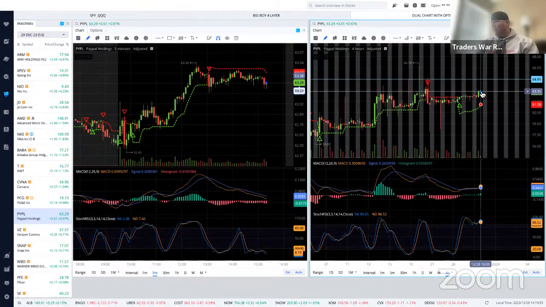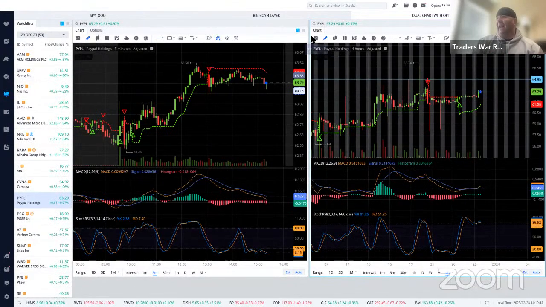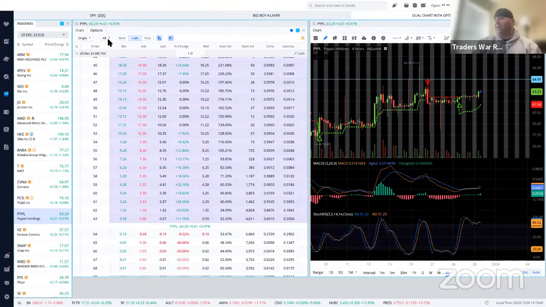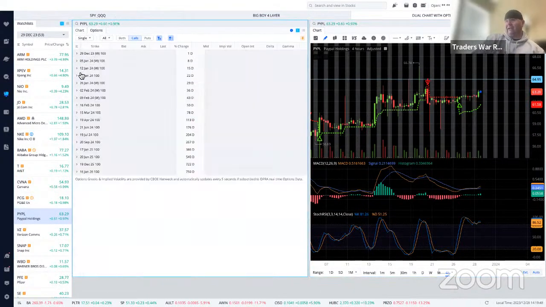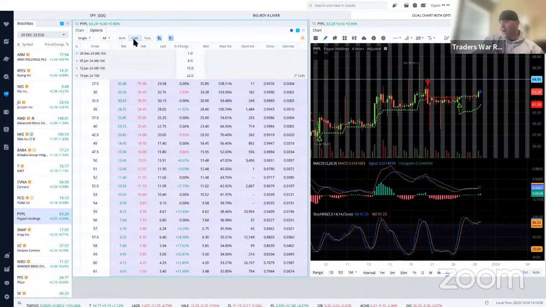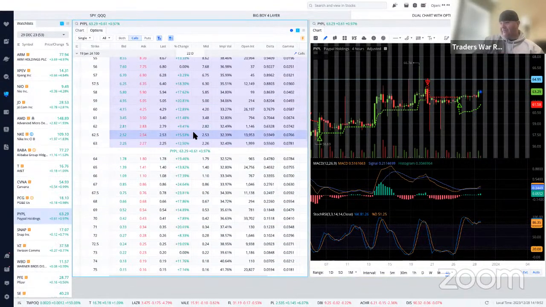They've been beat up here recently. I think it's time for PayPal to get a little bit of love, okay? I think 65 is a good area, and I bet premiums are not too expensive. I bet we can push out to 19 January on some calls going to 65.